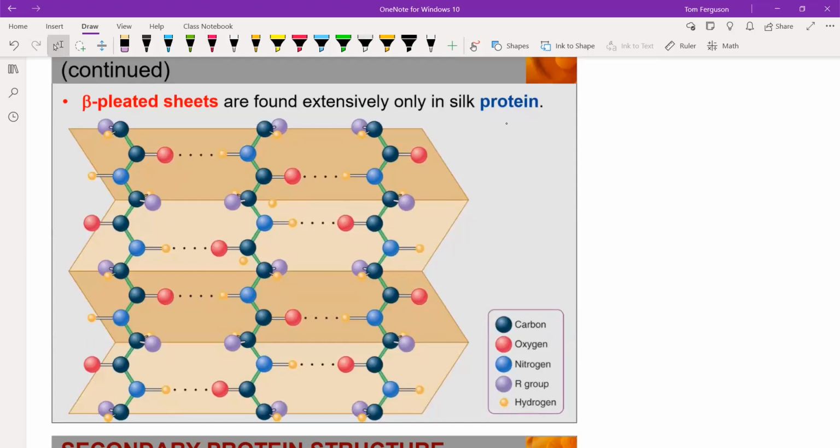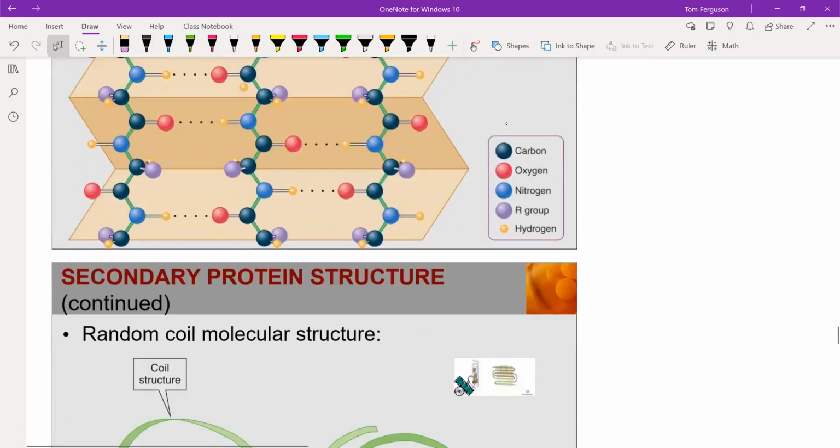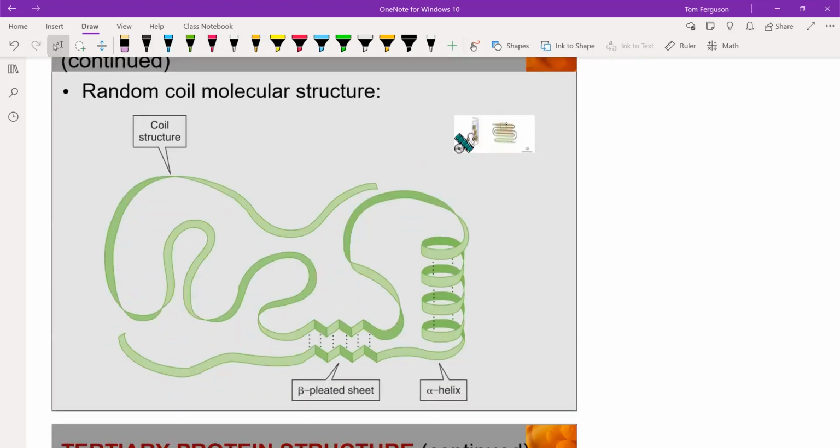Pleated sheets tend to lie side by side. And normally, in a normal protein, there's a mixture of alpha helix and beta pleated sheets together. Something like this. Or much more complex. We can have thousands of amino acids in a protein. They get super, super complex. And because of that, the structure of proteins can be very, very complex.